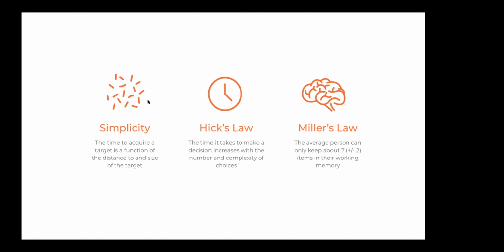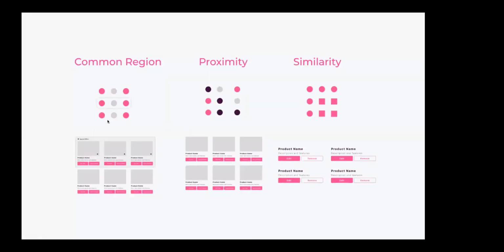With Miller's law, the average person can only keep about 7 items in their working memory. Aesthetically pleasing designs are perceived as more usable by the user. The law of common region is that elements tend to be perceived into groups if they share an area with a clearly defined boundary. Next is the law of proximity.